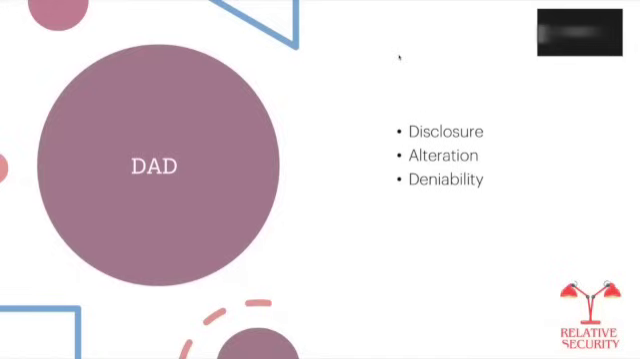This model consists of three pillars: disclosure, alteration, and deniability. If you see, these are the exact opposite of CIA. So, confidentiality, opposite is disclosure. Integrity, opposite would be alteration. And availability, opposite is deniability. So let's discuss the first one, disclosure.